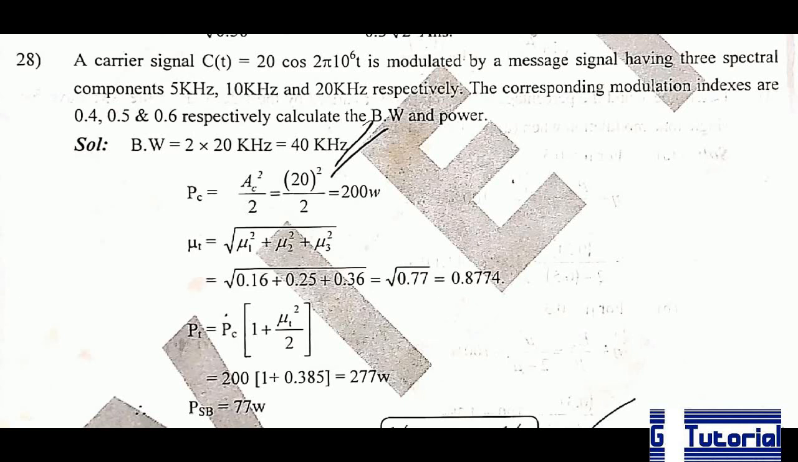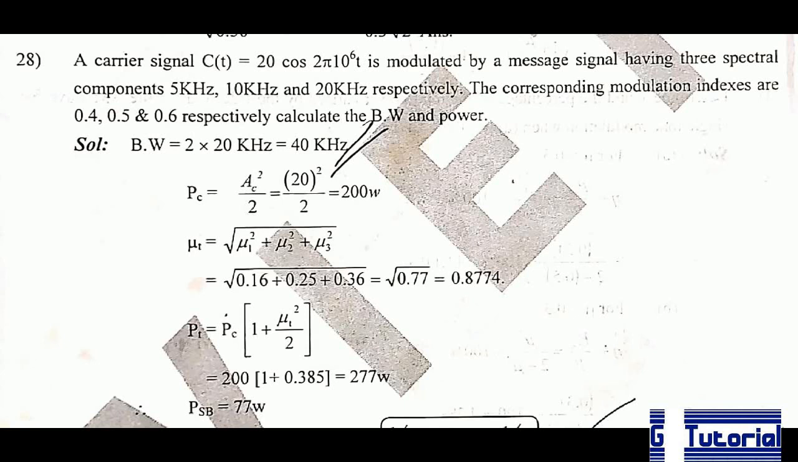Here the value of resistance is not given, so we are taking it as 1. That is normalized resistance. So AC, from the equation of carrier signal, AC cos 2 pi FCT, the value of AC is 20. So 20 squared by 2, which is 400 by 2, 200 watt.